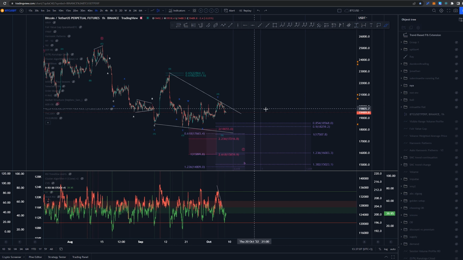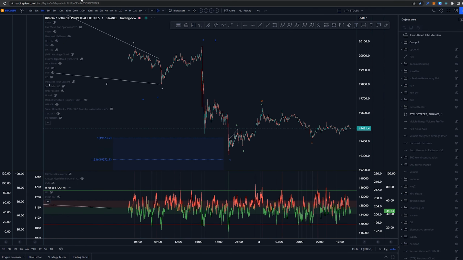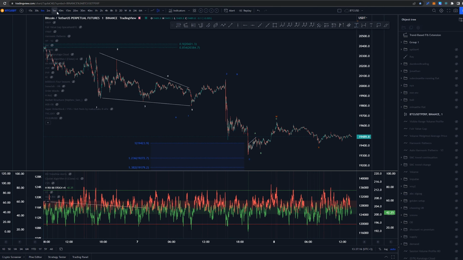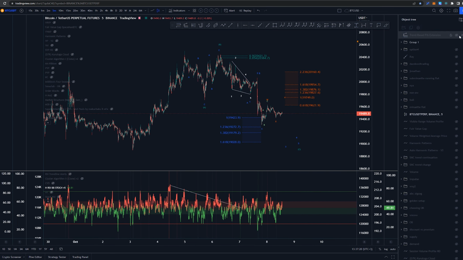We'll look into a smaller time frame now to see what this could be part of, and what fits the best here. So let's start with the 5 minute time frame, sorry.